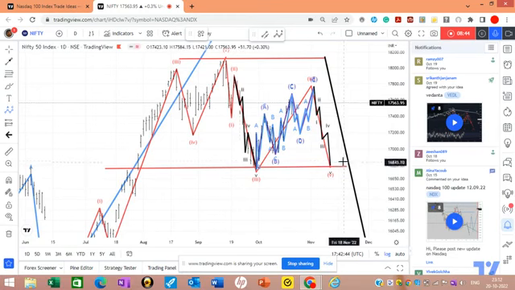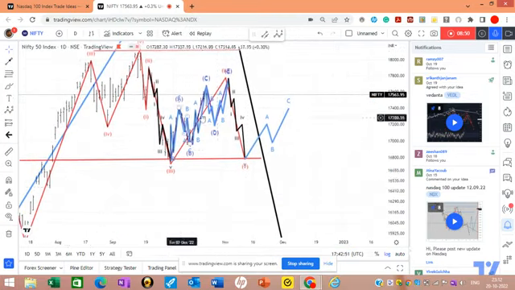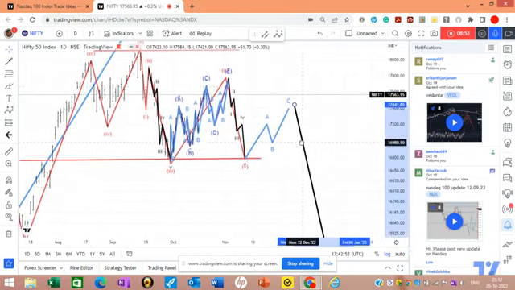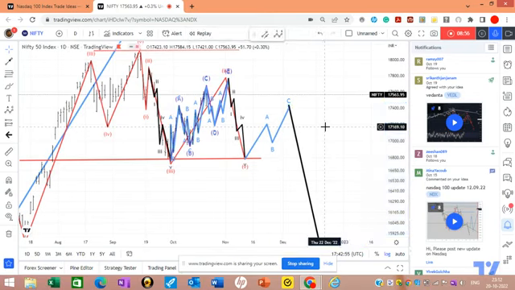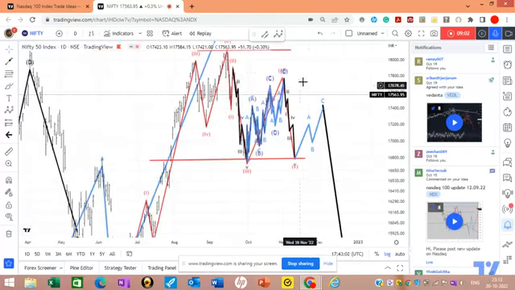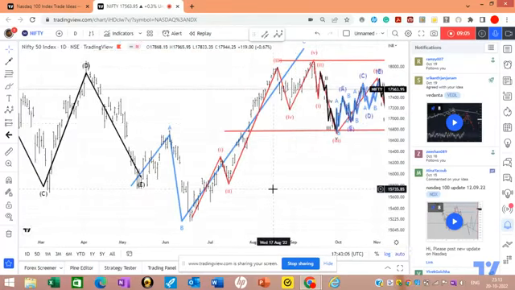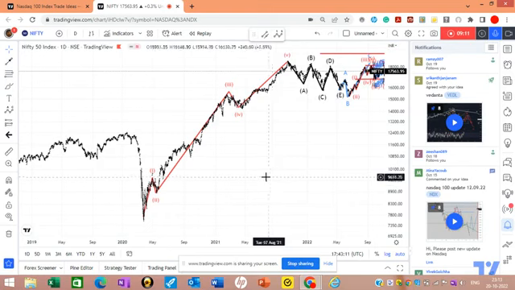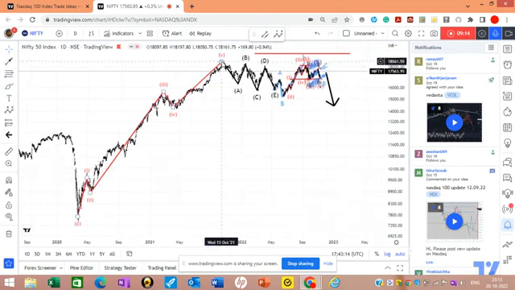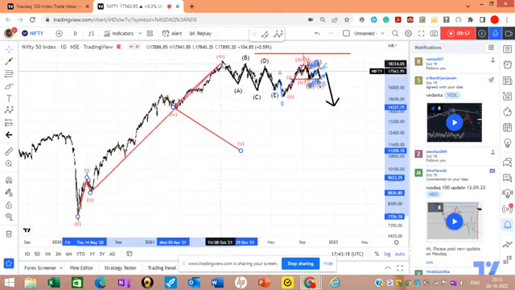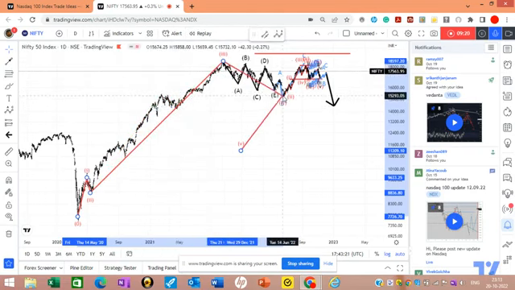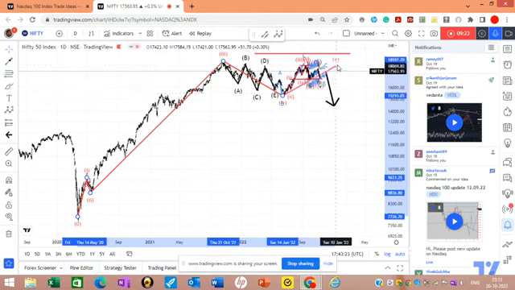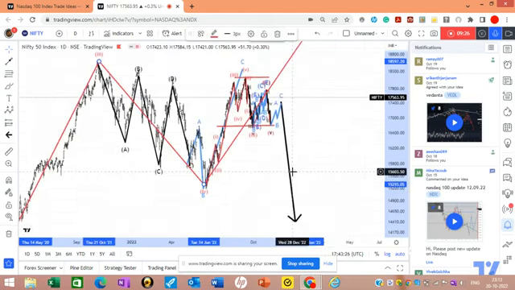See, after this five wave move is up, we will have a small ABC correction, and then we should have the third wave, the third of the third. This is as per the original analysis. But now suppose I go to my alternative count. My alternative count is I extend the third wave, take this as a fourth wave correction, and we are right now in wave 5. This is my alternative count.